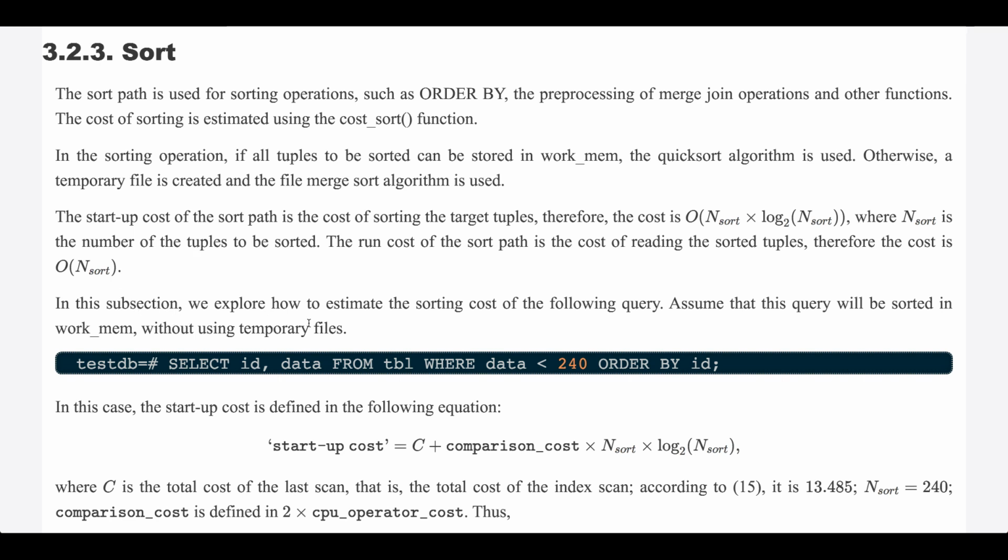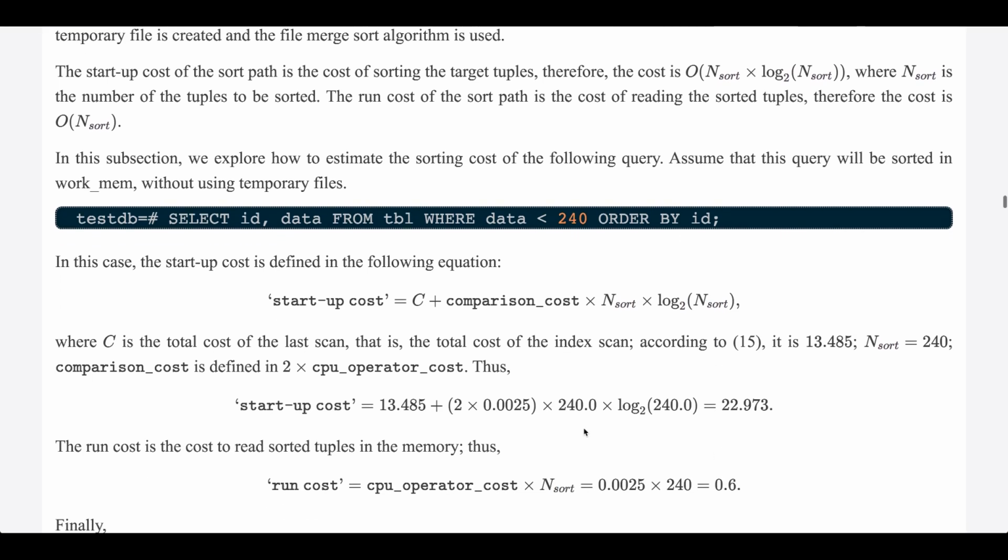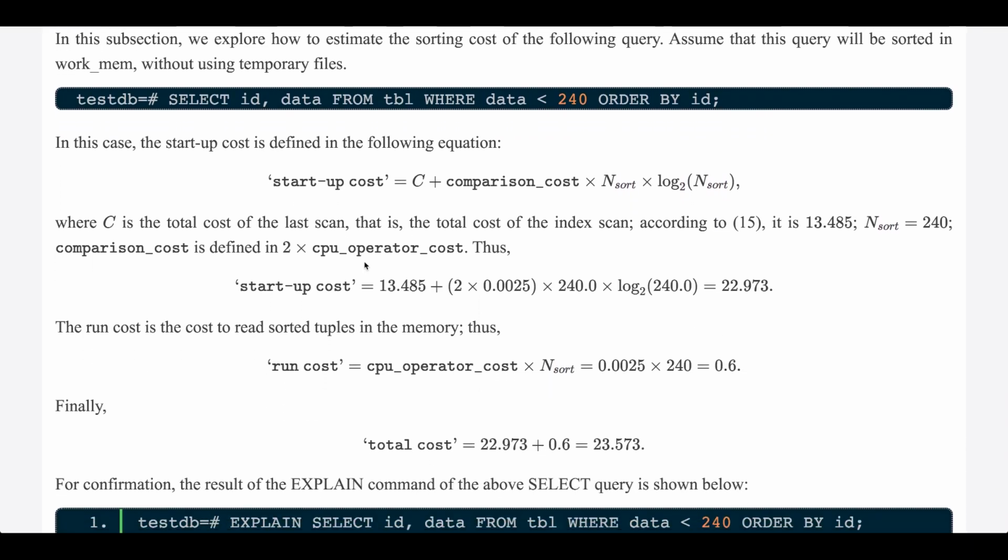In this subsection, we explore how to estimate the sorting cost of the following query. Assume that this query will be sorted in work_mem without using temporary files. Select id, data from tbl where data is less than 240 order by id. In this case, the startup cost is defined in the following equation. Startup cost equals C plus comparison cost times nsort times log base 2 of nsort, where C is the total cost of the last scan, that is, the total cost of the index scan.